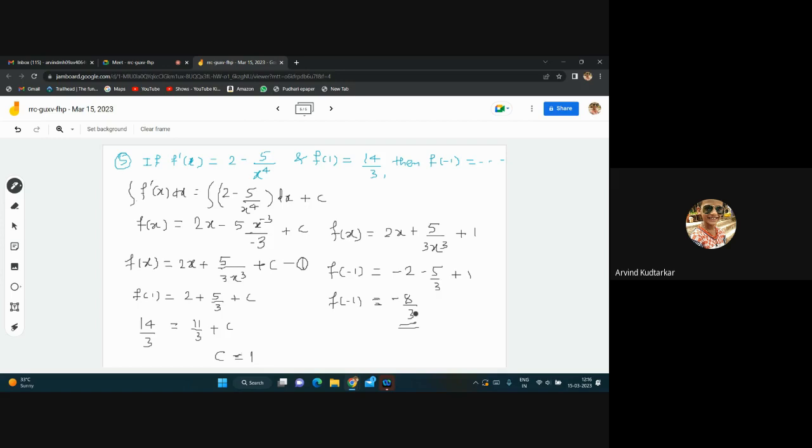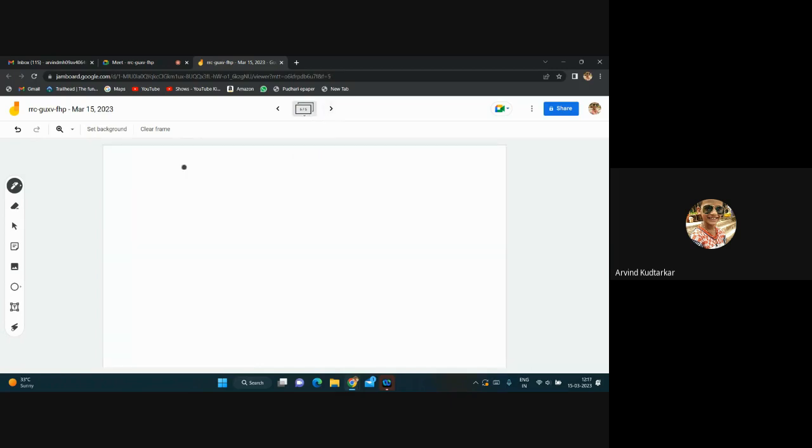So in this way, what do you have to do? You have to find the value of the function. When the value of the function is given, from that value we can get the constant of integration, that is c. When you substitute the value of c in equation 1, the equation becomes free from the constant of integration. Once you get that, then you substitute x as -1. So -8/3 is the correct value, here in that example.